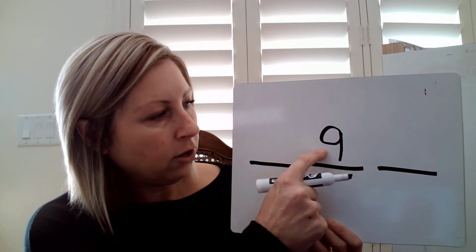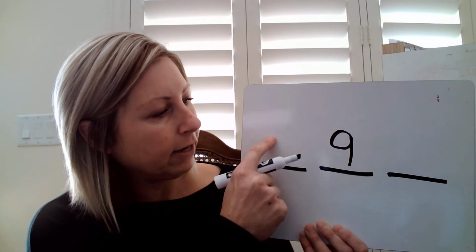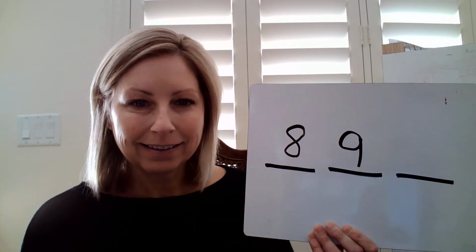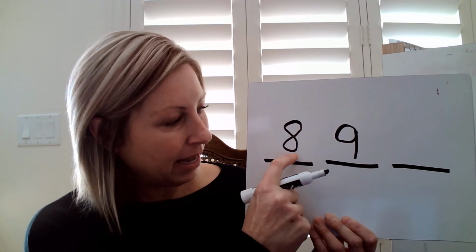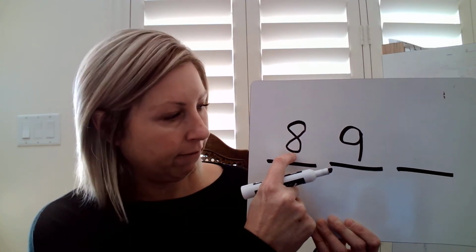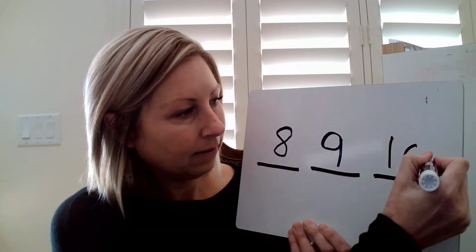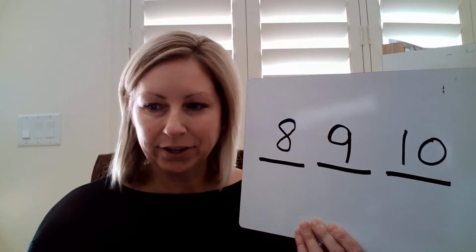Okay, well, I know that the number 1 less than 9, if I do one jump back, that gives me 8. Did you get 8? Okay, and then now it makes it a little easier. I have 8, 9, 10. All right, let's try another one. So you're going to find the number before and the number after.